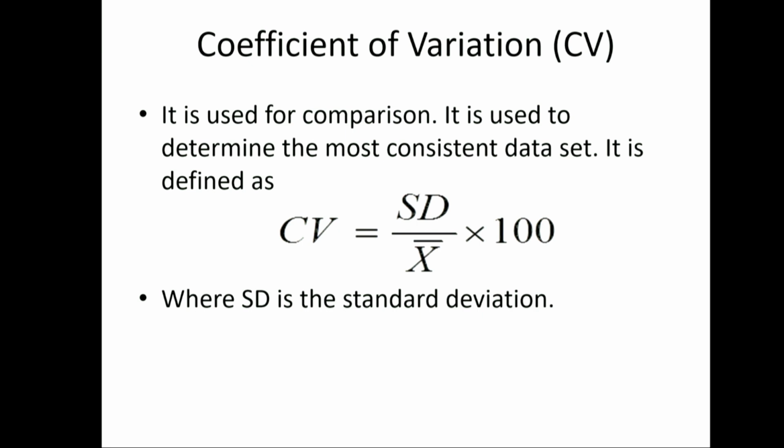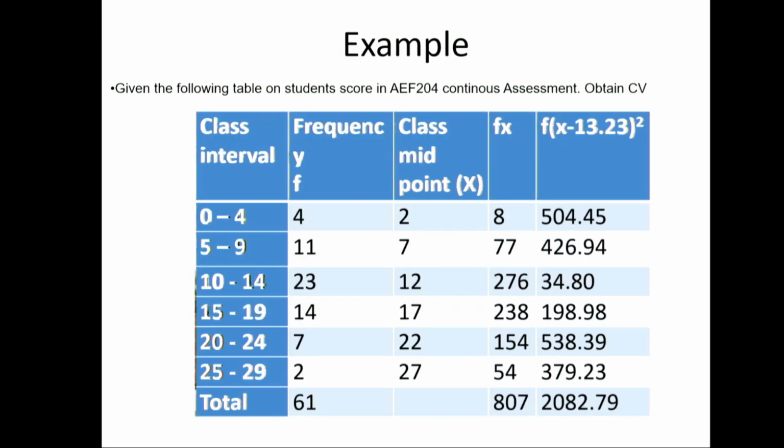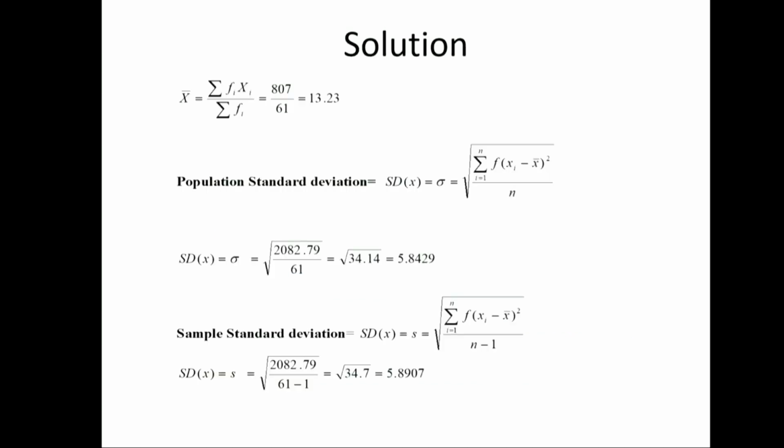So let us illustrate this also. From this table, we have the classes, the frequency, the class mean, the fS, and the f into S minus 13.23 square. So already we have the standard deviation. What we need here is the mean, the mean 13.23, and we also need the standard deviation for the population. Now the standard deviation for the population here was 5.8429.